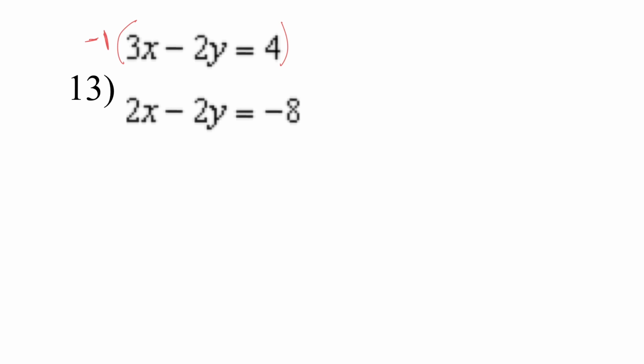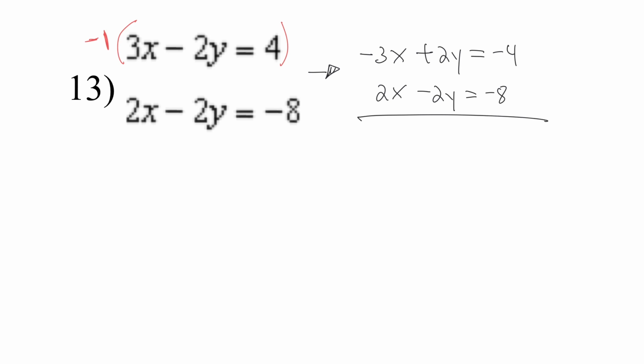But only one equation. So the top equation, when you guys multiply by negative 1, you guys should get negative 1 times 3x, that's negative 3x. Negative 1 times negative 2y, that's positive 2y. And the other side, negative 1 times 4 is negative 4. Bottom says the same. 2x minus 2y equals negative 8. I didn't do anything to the bottom, but now I can cancel the y's. So the y's are gone.